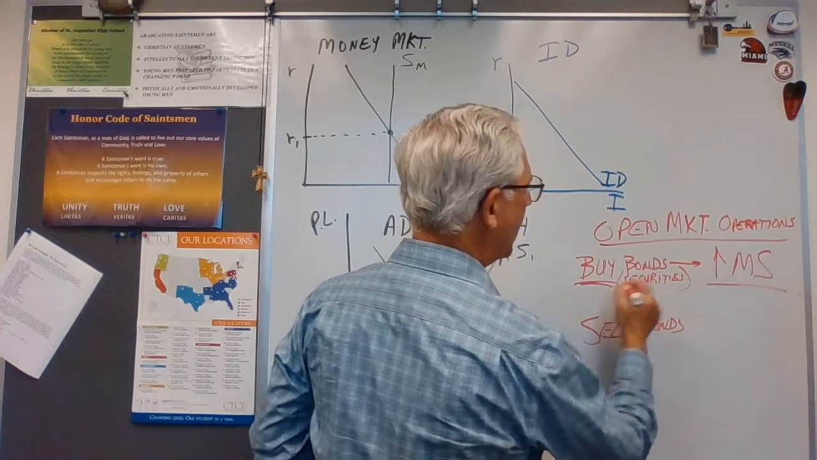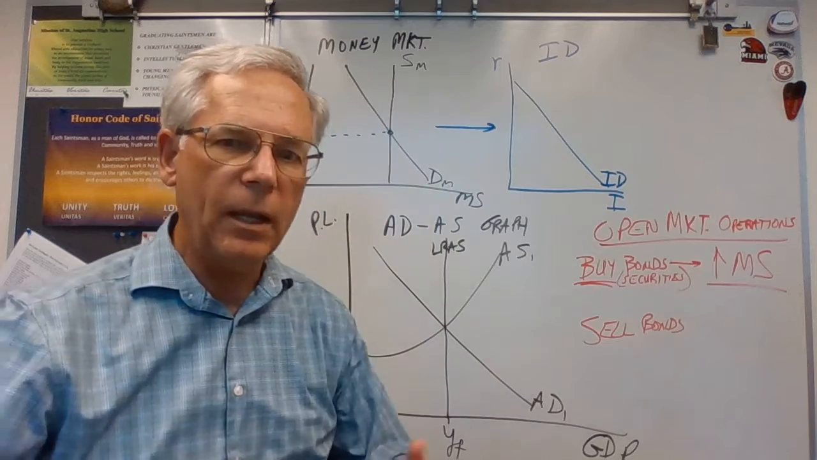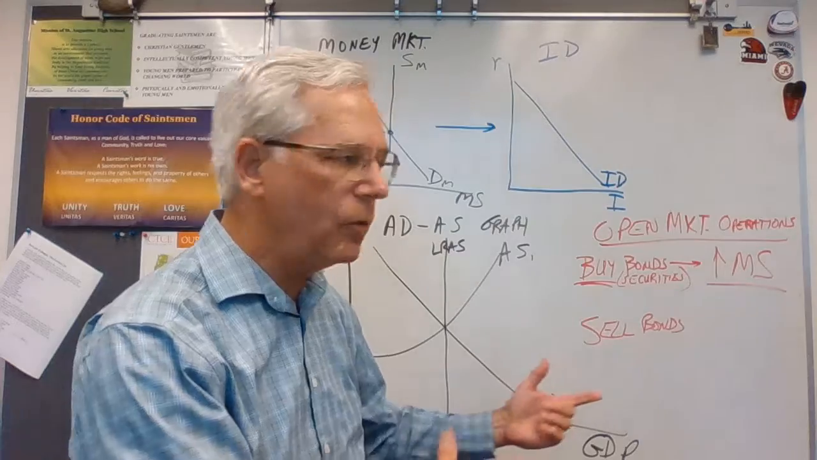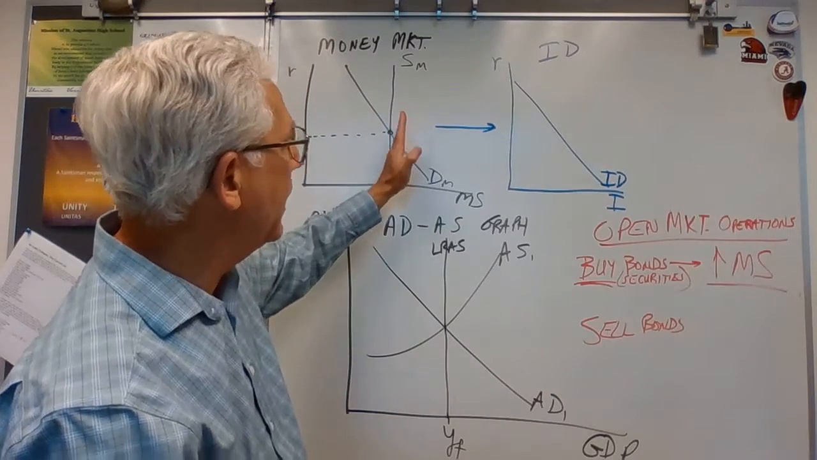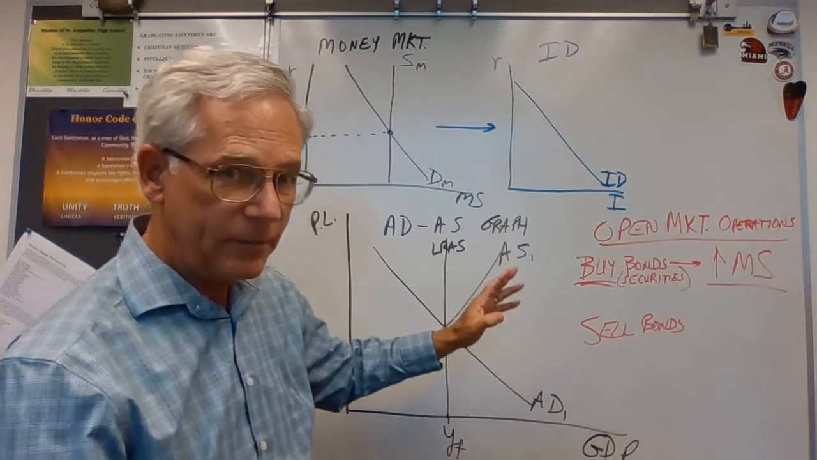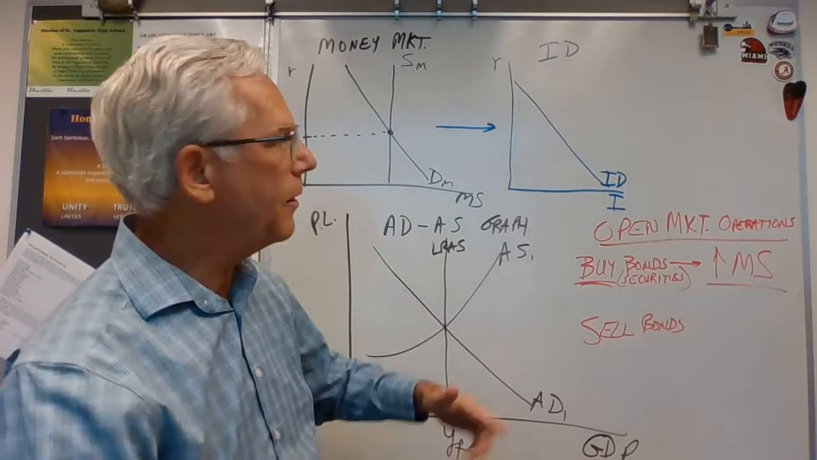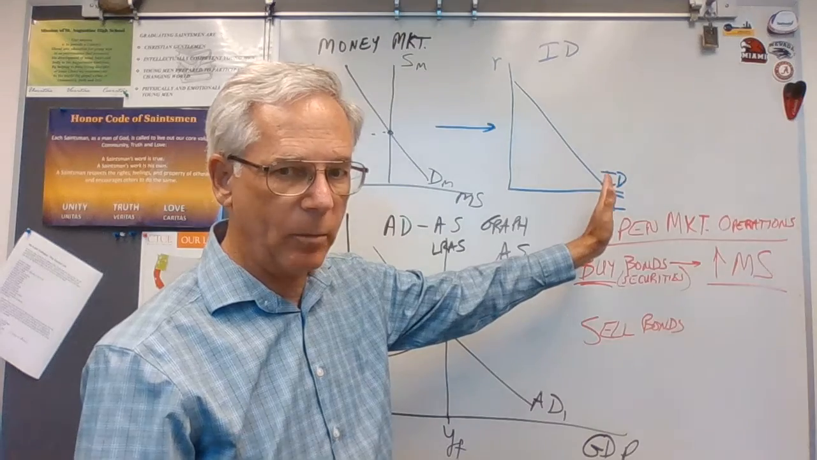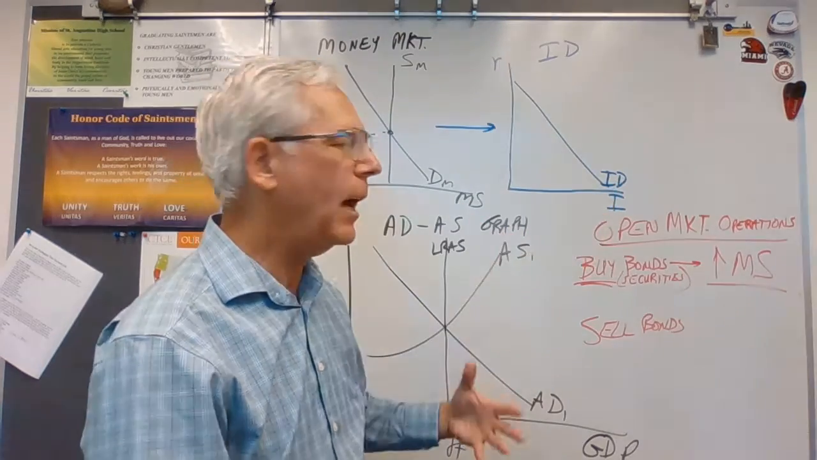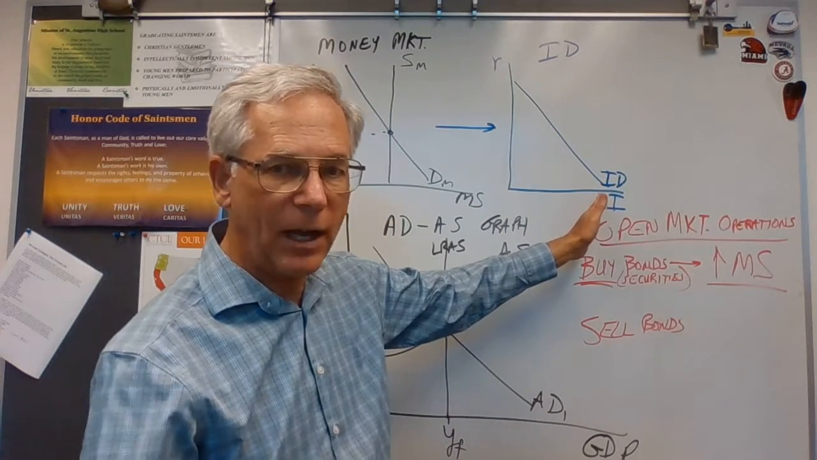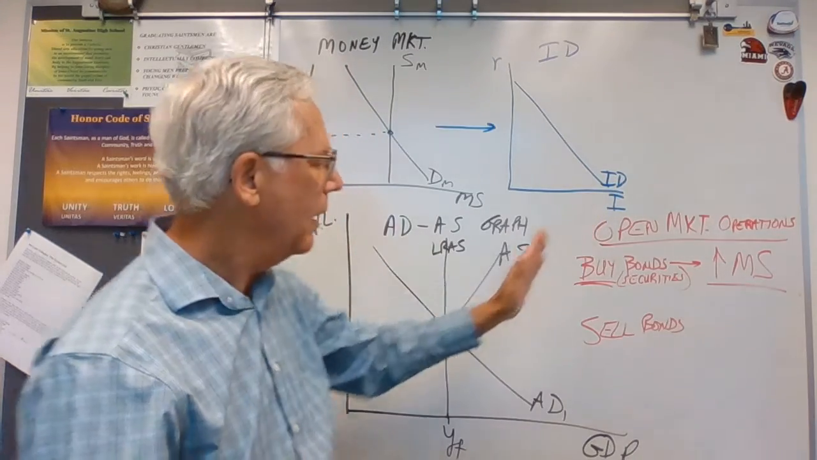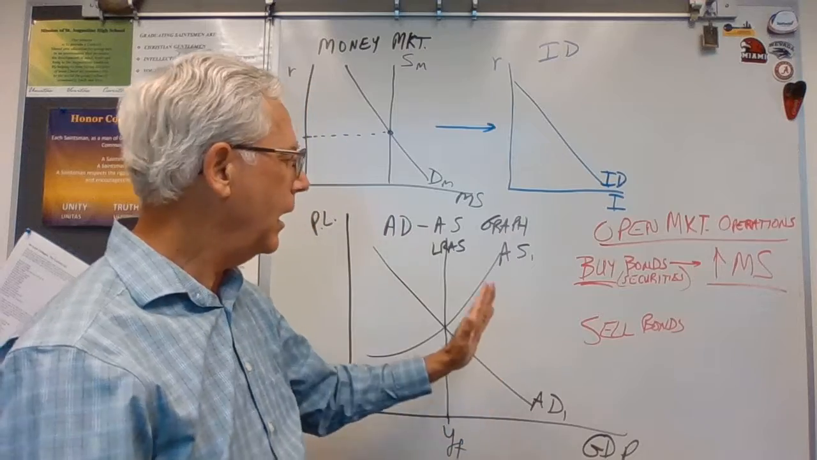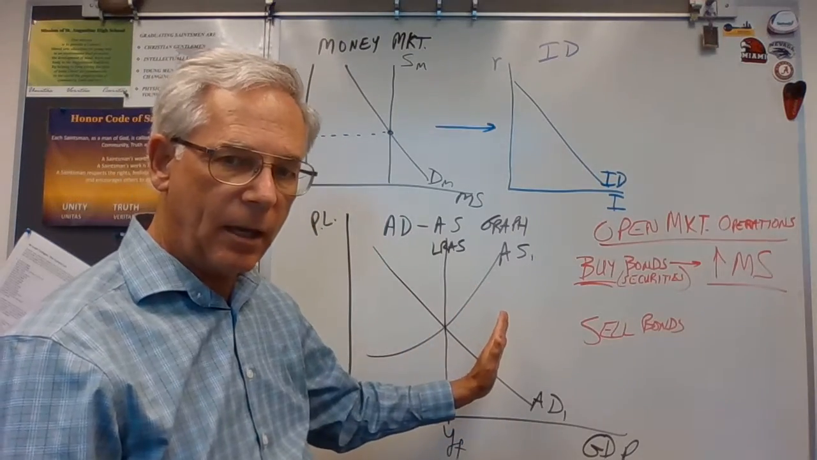Buying bonds increases the money supply because it increases excess reserves, allowing banks to make more loans, expanding the money supply, reducing the interest rate. The next part of that linkage is businessmen borrow more money and spend more money. That's a component of aggregate demand. That shifts the aggregate demand curve to the right, and we get an expanding economy.